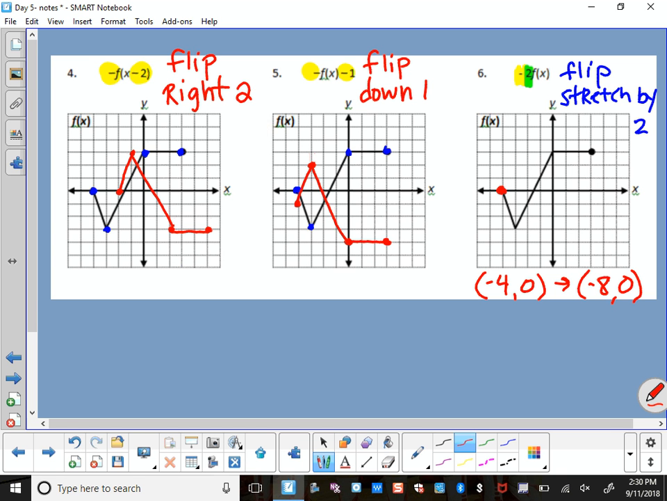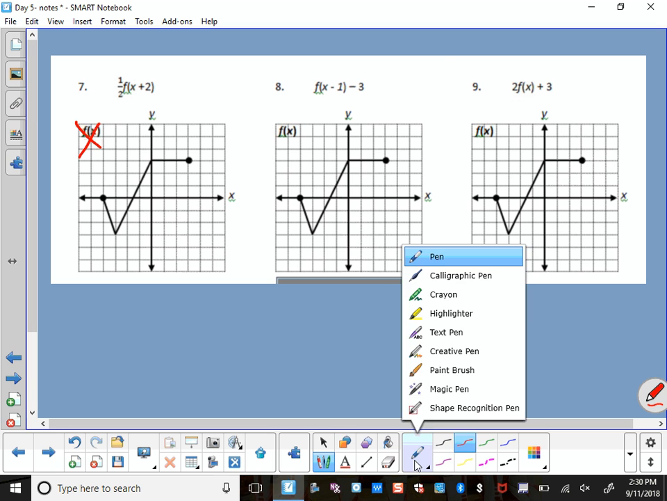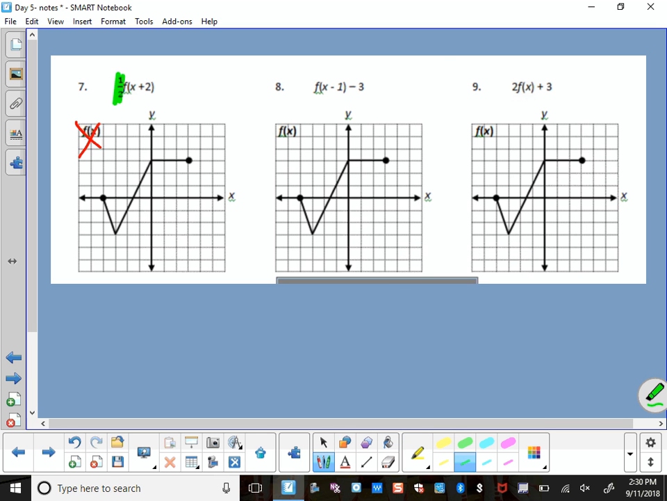All right, so on 7 through 9, we're not going to go through all of them. My first one we're not going to do a graph for. I have 2 transformations. Dennis, what does the 1/2 tell me to do? If there's a number in front of A, is it smaller or bigger than 1? 1/2. Smaller. Do we stretch? We compress.